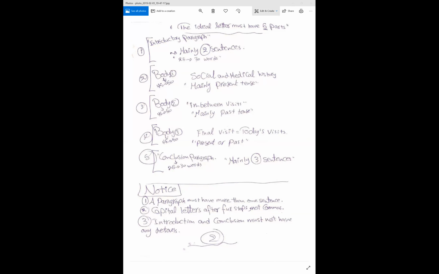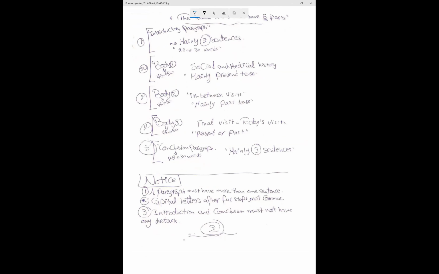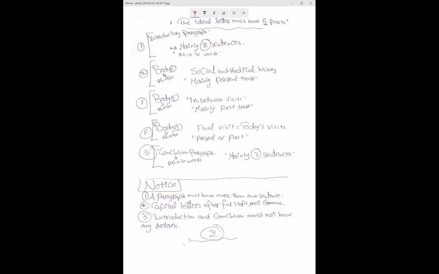Okay, here I will show you this. This is the ideal letter format. Introductory paragraph, 2 sentences. You will write from 25 to 30 words. 2 sentences, you will keep them like them, like as it is, don't change.